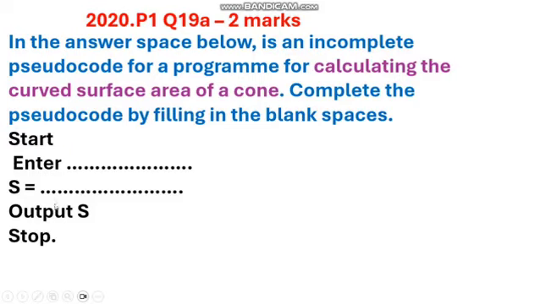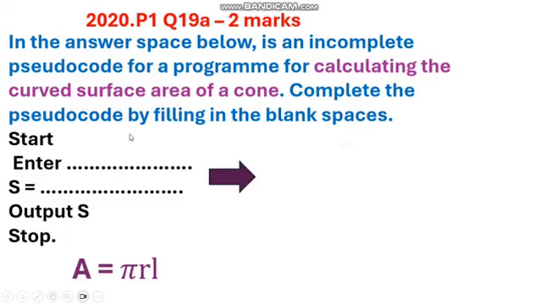So this is the incomplete pseudo code that was showing the curved surface area of a cone. So we have start, then on enter there is blank, then we have curved surface area equal to dash, then we have the output, which is the curved surface area of a cone, then the program has ended. So we need to take note of the formula that we normally use for finding the curved surface area of a cone, and the formula is area or curved surface area equal to pi times radius times slant height. This is the formula. So how can we now complete this pseudo code?